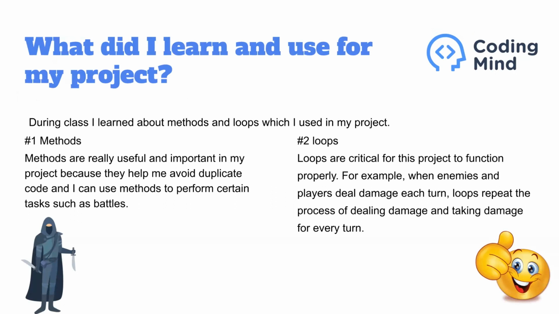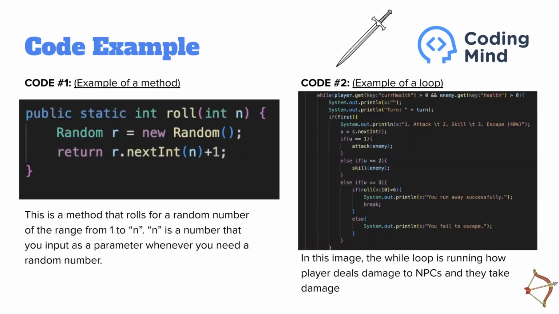They are really important to this project as well, because every time I need to deal damage and take damage or heal up, I have to repeat this process in the battle. So loops were really critical too. And here are two examples. This is a method of generating a random number. For example, I can use it in generating enemy health and damage. Another example is the loop. This repeats the game asking whether I want to attack or use my skills or escape in the battle.